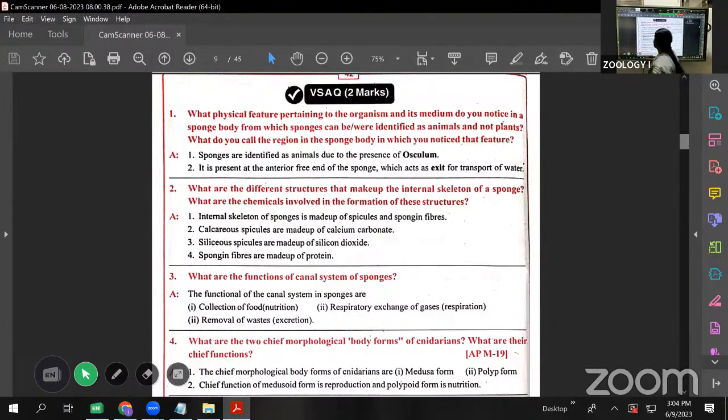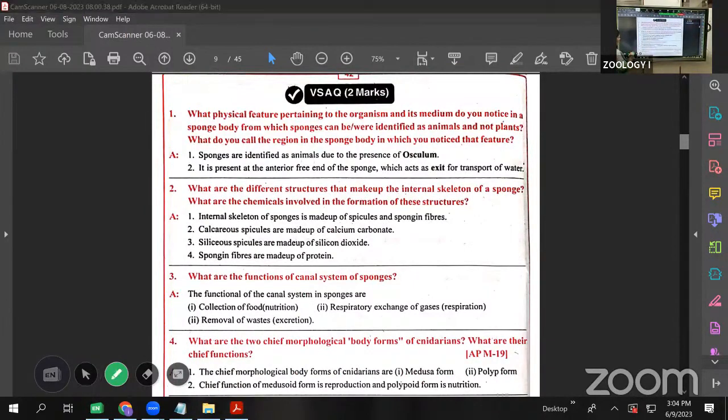Next, we are going to discuss the animal diversity. Here, this one is the third lesson. Third lesson VSAQs. We are going to discuss. The first one is important, and this is the canal system. Clear? What are the functions of canal system in sponges?